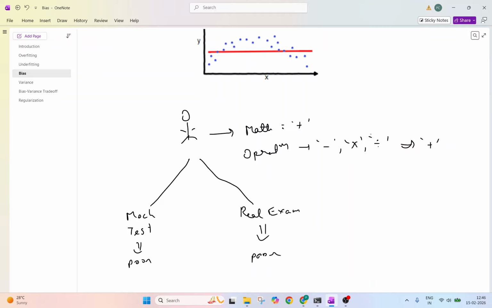You did not study your context well. You did not study your resources well. You did not study your textbooks properly. That's why you thought math means only addition. So whatever problem comes, I'll only add. And as a result, you got a very underfitted model, right? So this is bias. The model makes strong, oversimplified assumptions and never really understands the context properly.